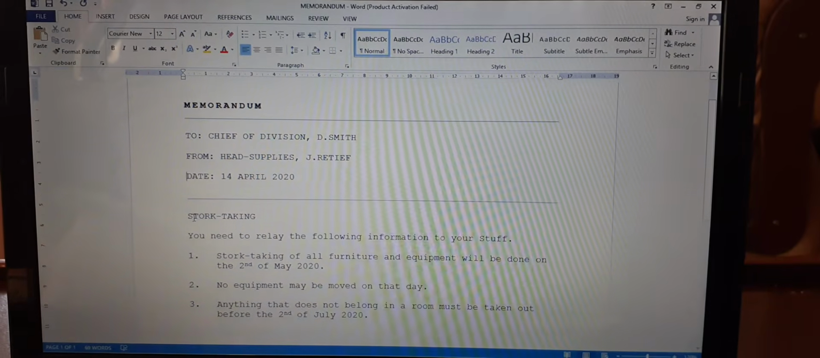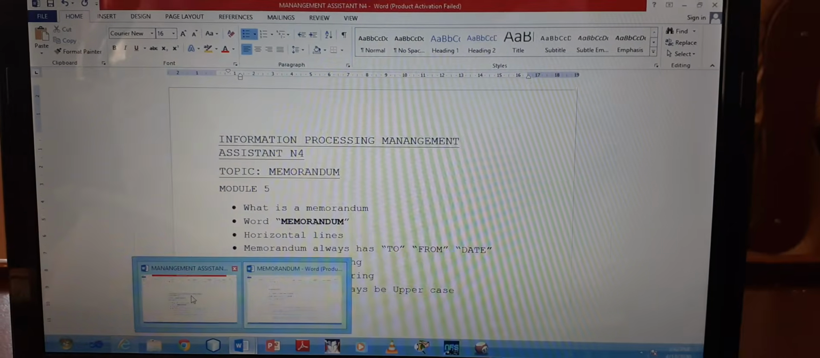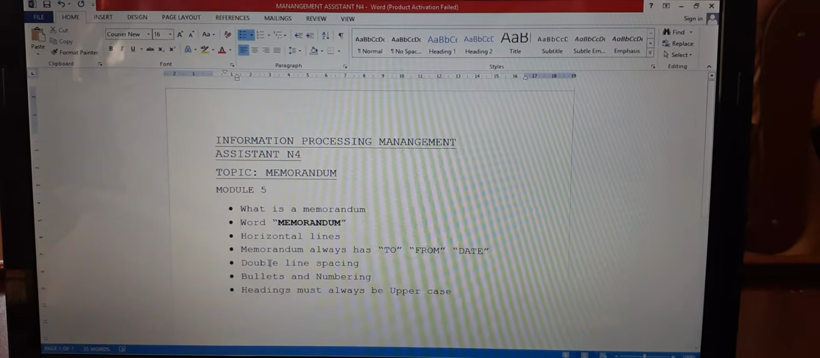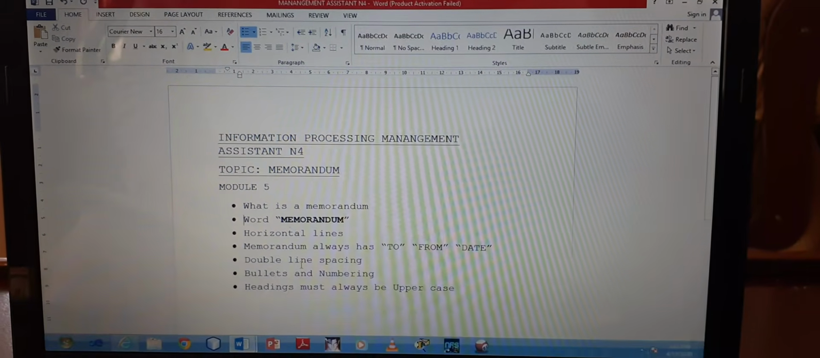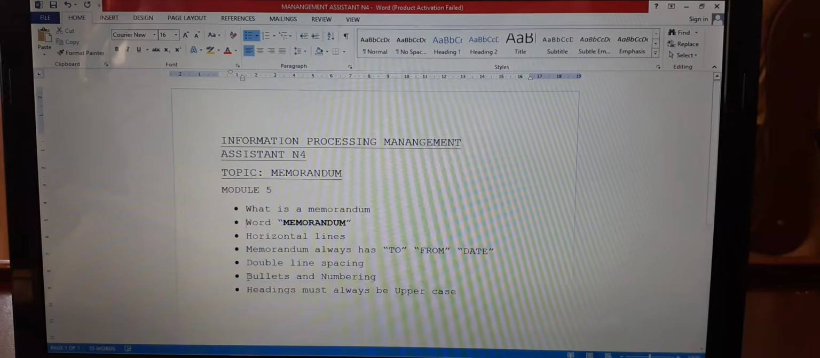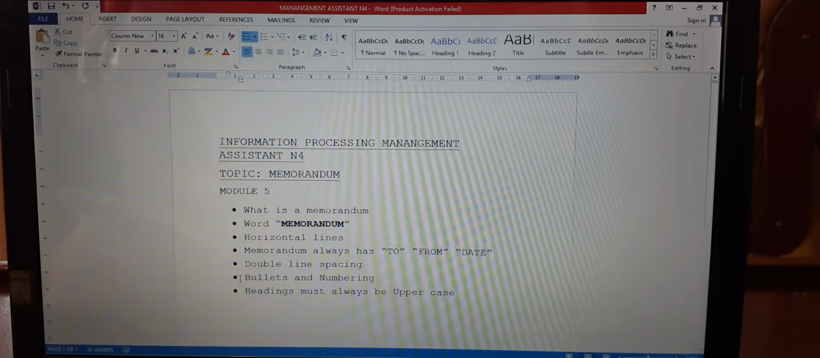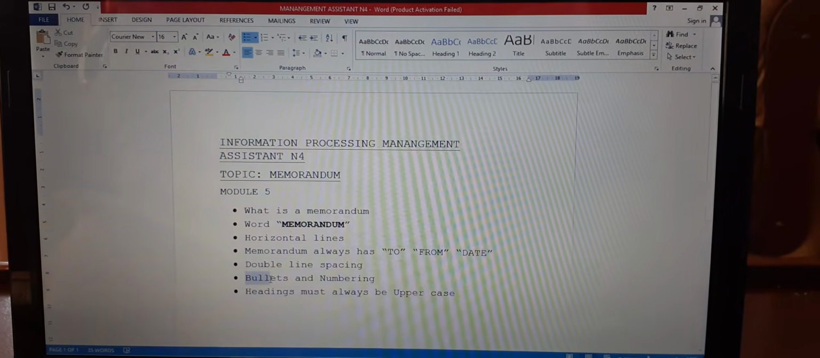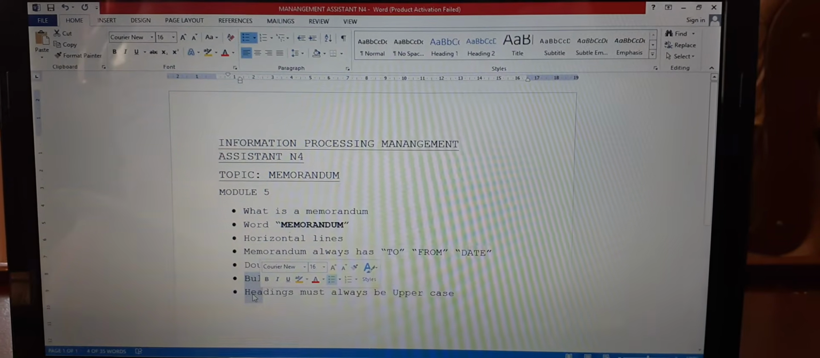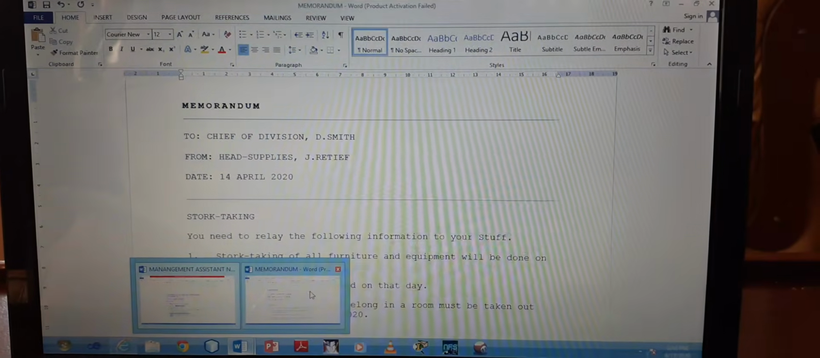Now, let's go back to our summary that explained the memorandum. Again, we have the double line spacing. It says the memorandum will have double line spacing. Our summary here also says our memorandum must also have bullets or numbering. And lastly, it says headings must always be uppercase. Let's go and see what they are talking about.